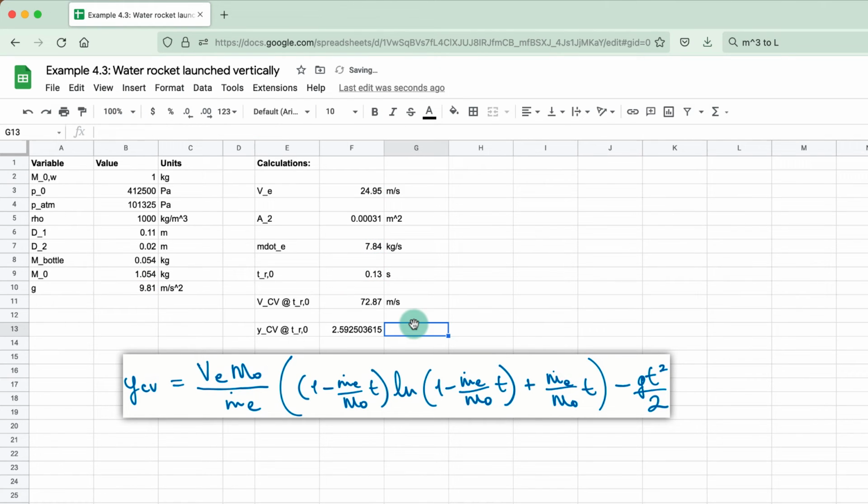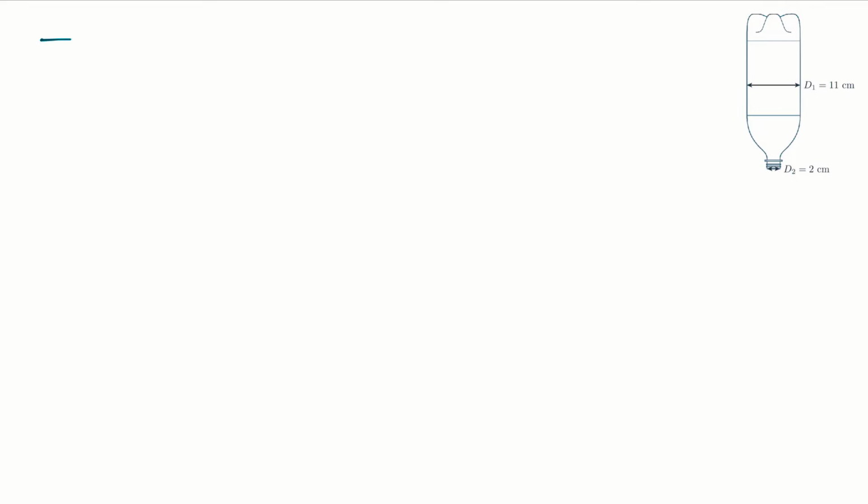Okay, and I'll just again decrease the decimal places. We don't need so many. Okay, so that's the height it reaches before it runs out of water. Now we're going to have to do the equation after the water runs out. So I'll use a fresh slide for that.